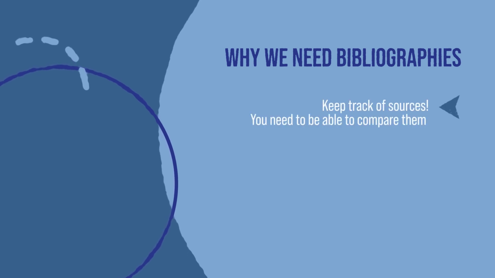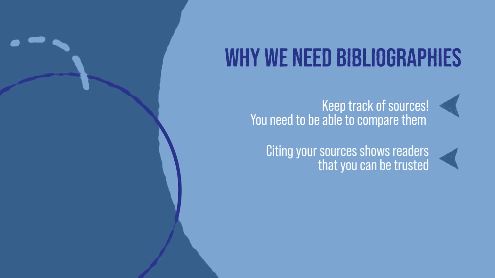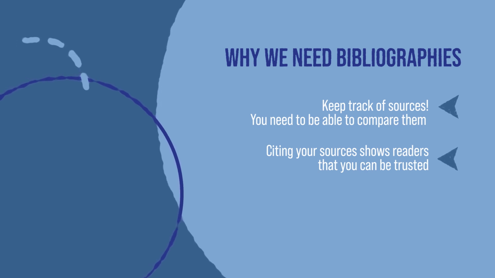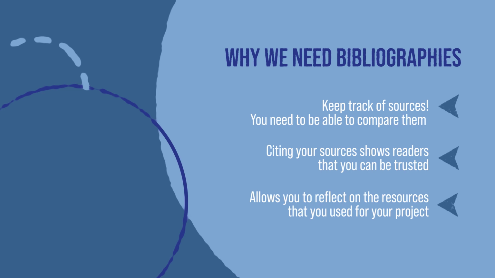First, you need to keep track of your sources. If you find one source that says that something happened in one way and another source that says something happened in a different way, you need to keep track of which is which so that you can compare them. Second, people who read your research need to know where you got that information from. Your bibliography shows them that you got your information from a trusted source, and that allows them to believe in what you wrote. And third, the bibliography allows you to really think about how the source is used in your project. If you can't think or write about how a source is used and how it helps you construct the project, then you might not need it in your bibliography or project overall.